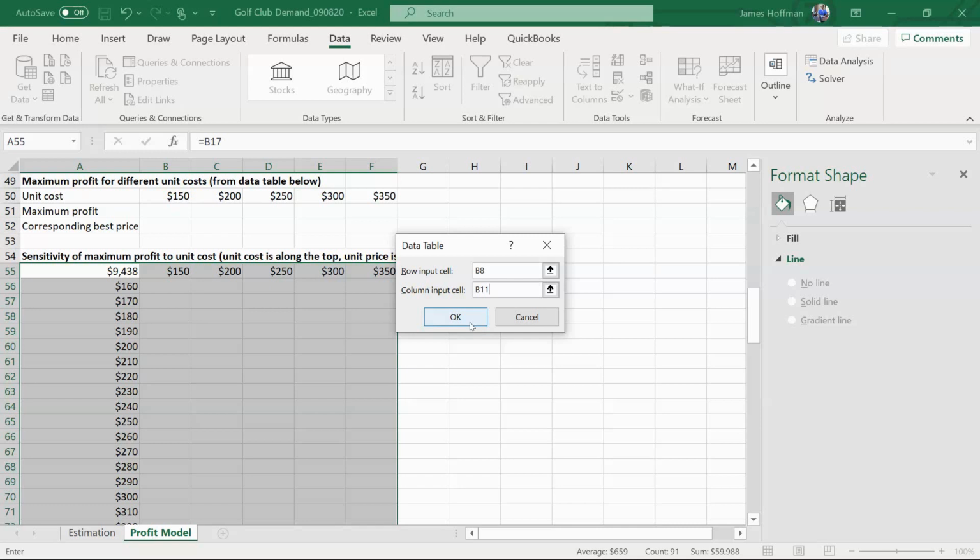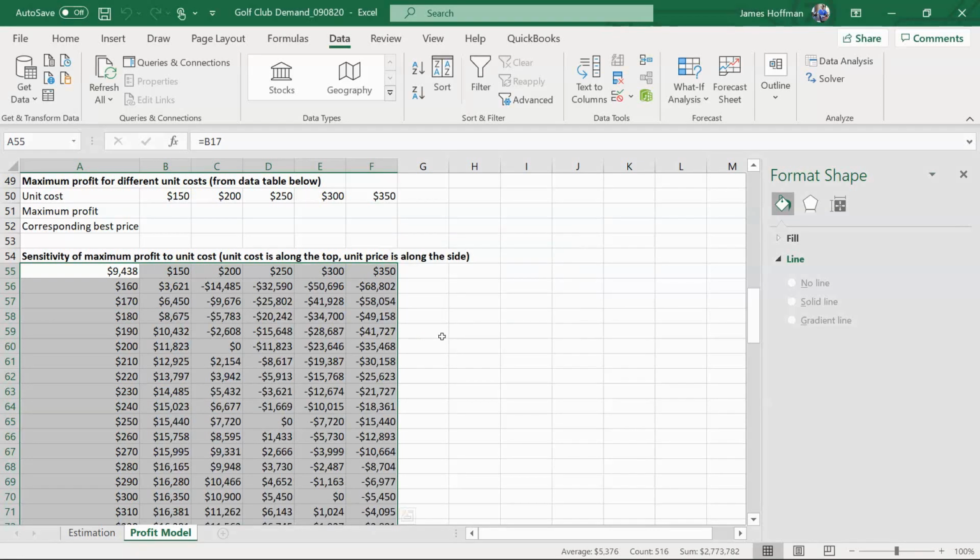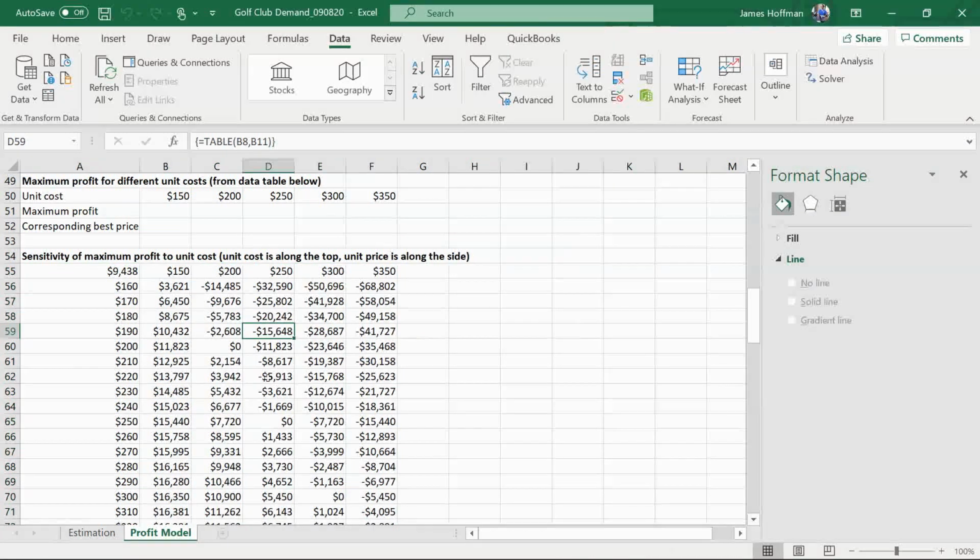What table did you put? No, this is just a data table. I'll do it again, but if you hit OK here, see what the result is. What you're trying to get is the different profits when both the unit cost changes and the unit price changes. So I'll do that one more time.